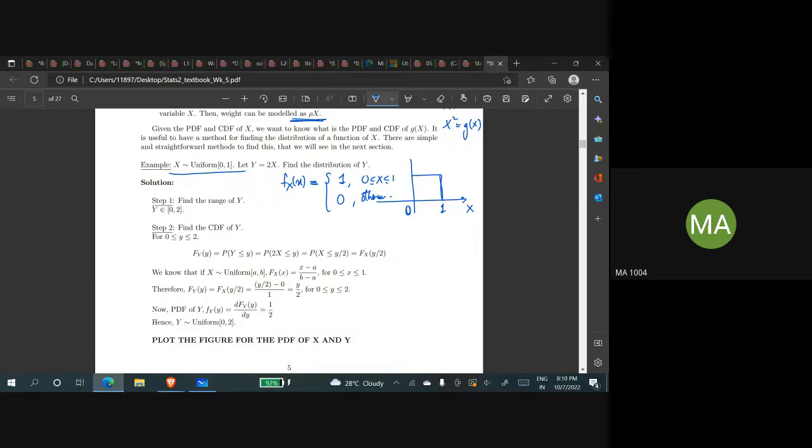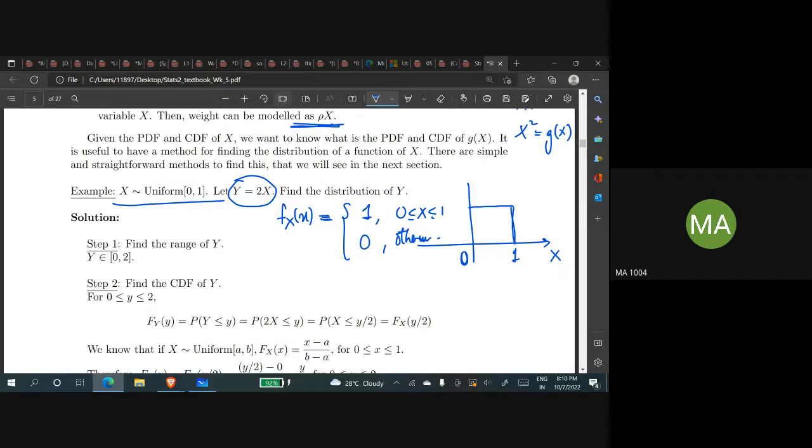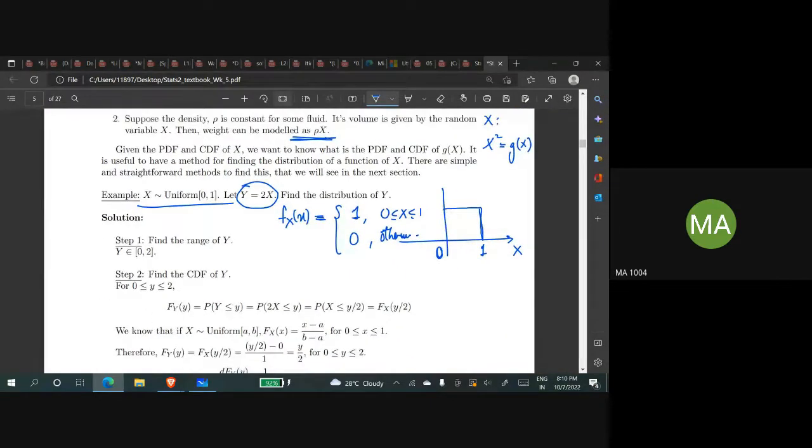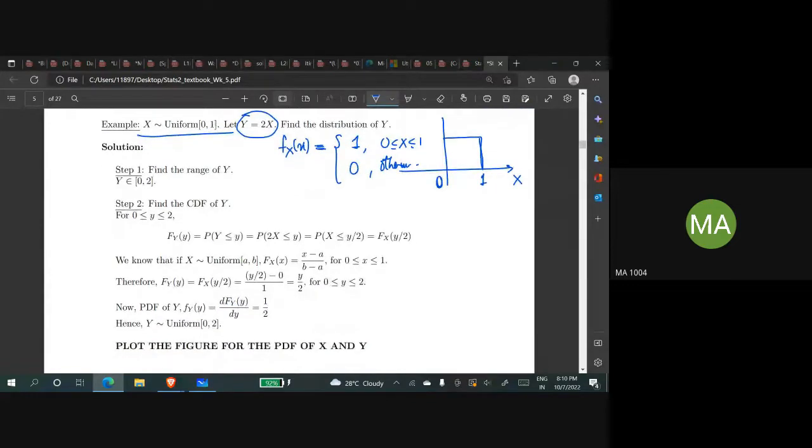Now we are defining another random variable y. So what is y? Y is just 2x. So we have to find the distribution of y. If x lies between 0 to 1, and we are saying y equals 2x, what should be the range of y? 0 to 2. 0 to 2, right? Now, how will you find the distribution of y?